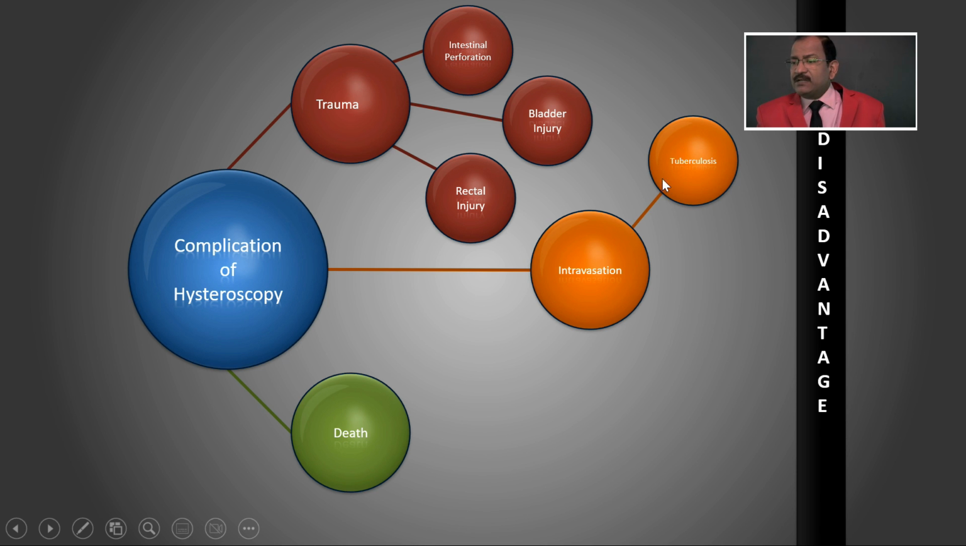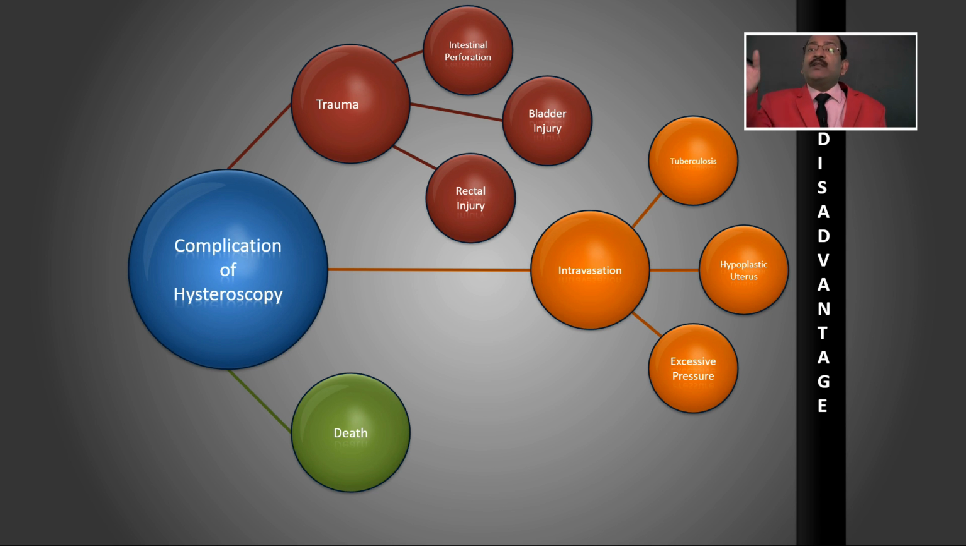Intravasation happens if you have tuberculosis, if the patient has a hypoplastic uterus, and with excessive pressure of distension. You are using 200, 300, 400 millimeter mercury pressure because you don't have any machine, you are blindly irrigating the fluid.